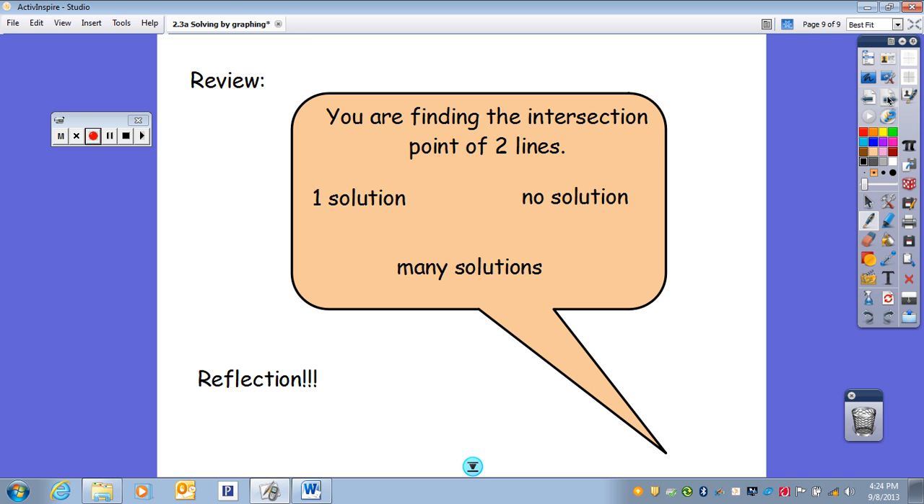To review, you are finding the point of intersection of two lines. The lines may intersect at one point, which means there is one solution. The two lines may be parallel, which means they would not intersect, and that would be no solution. Or the lines may be the same line, and therefore many or infinite solutions.